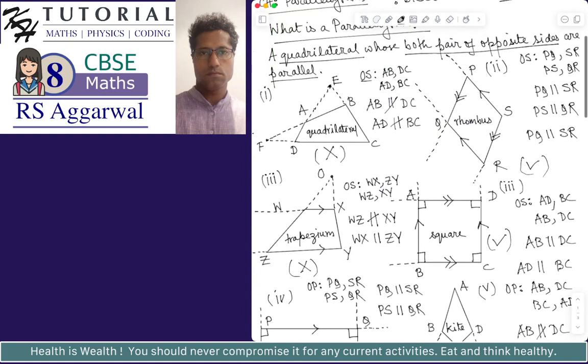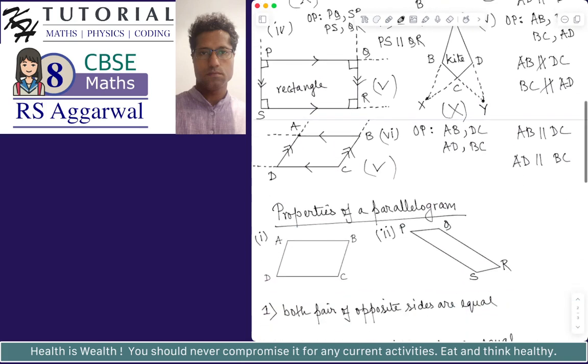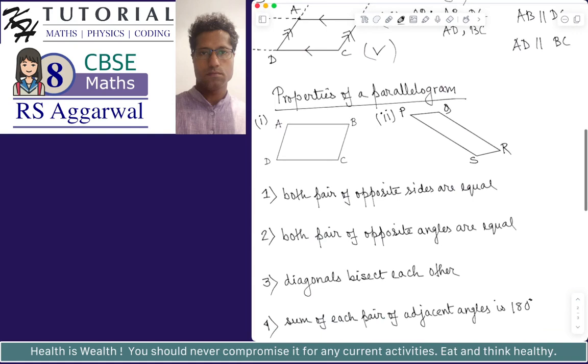So, what is a parallelogram? A parallelogram is a quadrilateral whose both pairs of opposite sides are parallel. Okay. Now, some properties of a parallelogram.